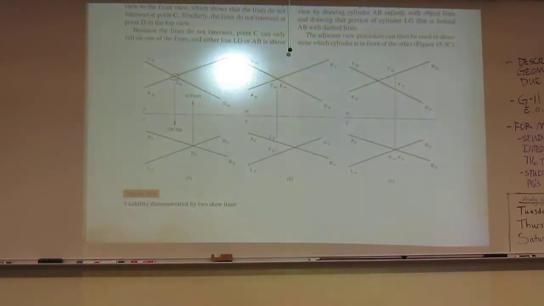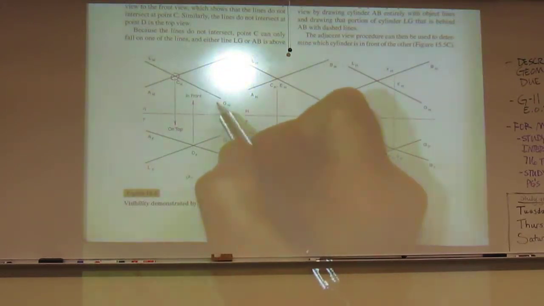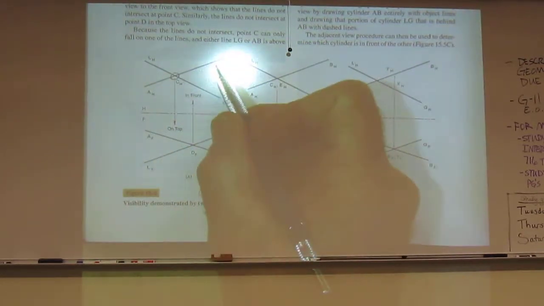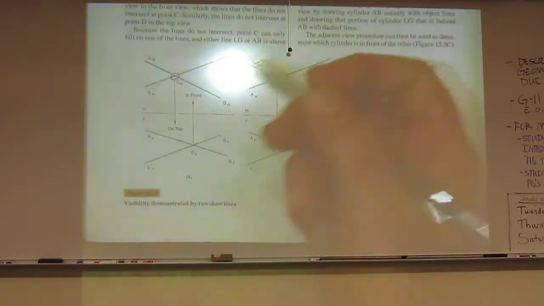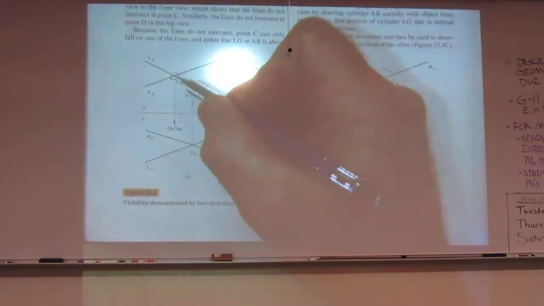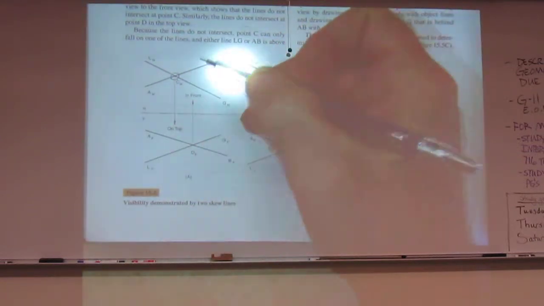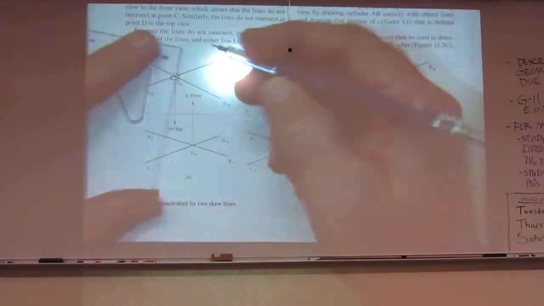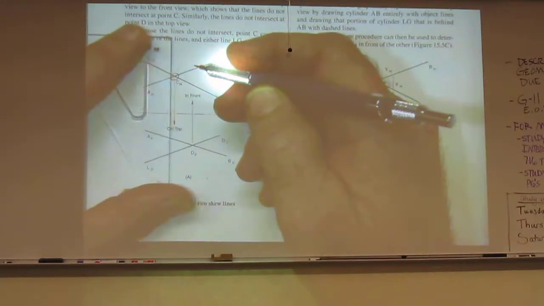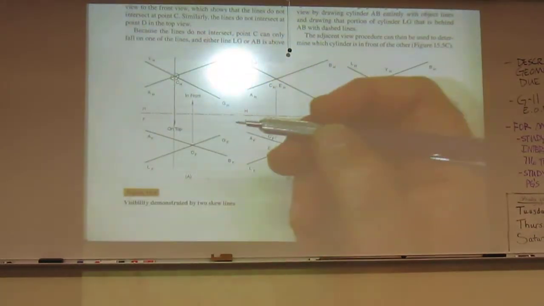We also don't know if AB goes over the top of LG or if LG goes over the top of AB. The way we can find that out is we just take this point that is a supposed intersection and we project it to any adjacent view. So in essence, I take that intersection, I'm going to follow that red line the author's got on there and draw that line down to my other view.